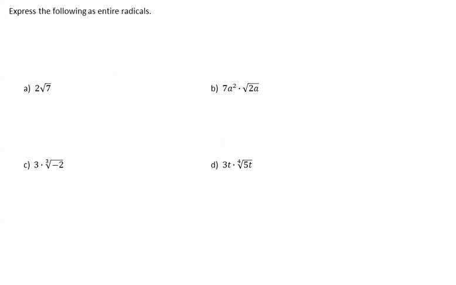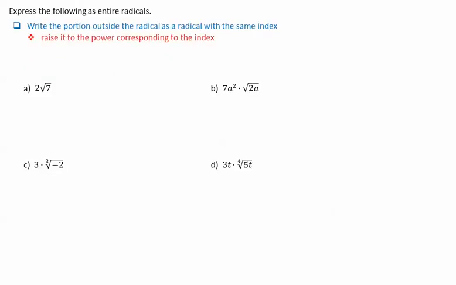Express the following as entire radicals. In order to convert from a mixed radical to an entire radical, write the portion that is outside the radical as a radical with the same index. To do this, we raise it to the power that corresponds to the index.